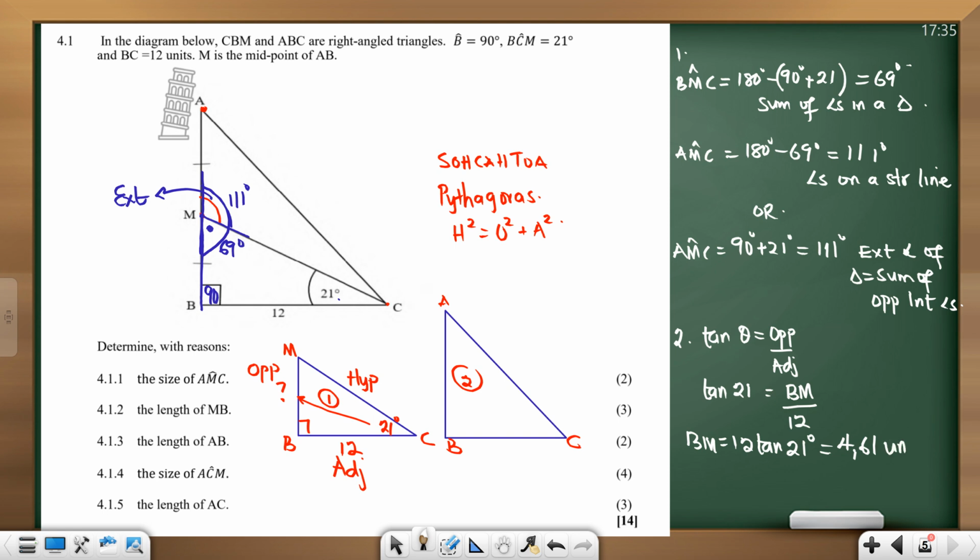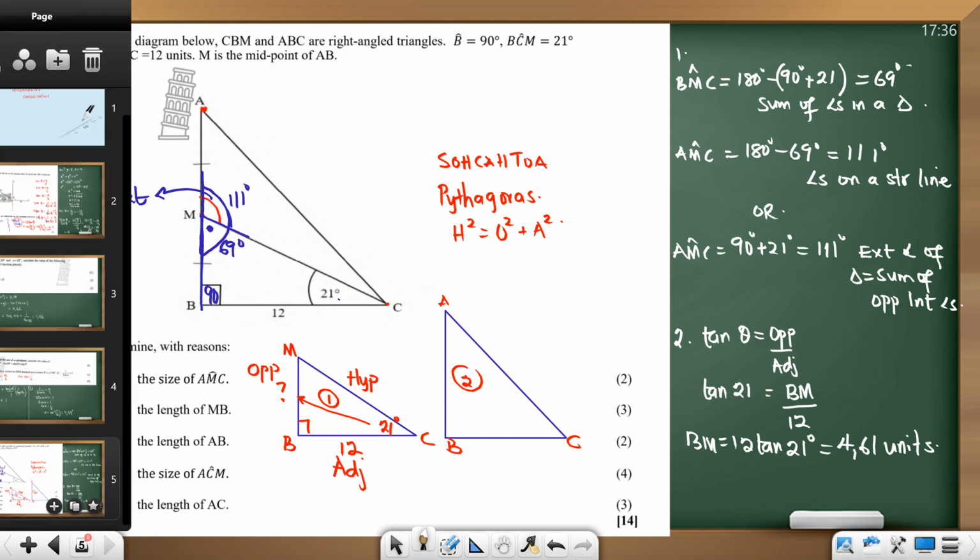How many got that correct? Units. Can I see a thumbs up, thumbs down? How many of you got that correct? Correct or wrong? Okay, beautiful. We are getting there.